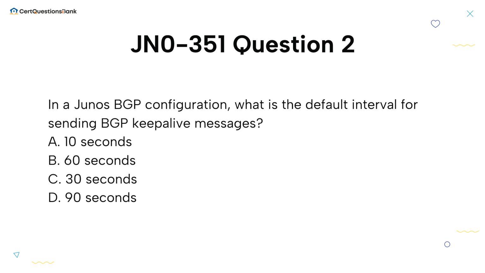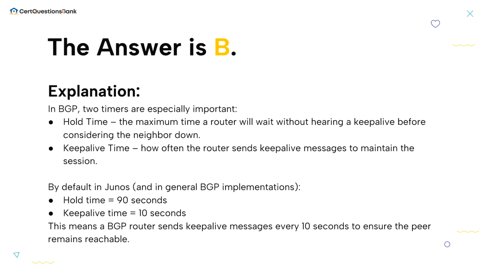In a Junos BGP configuration, what is the default interval for sending BGP keepalive messages? A. 10 seconds. B. 60 seconds. C. 30 seconds. D. 90 seconds. The answer is B.